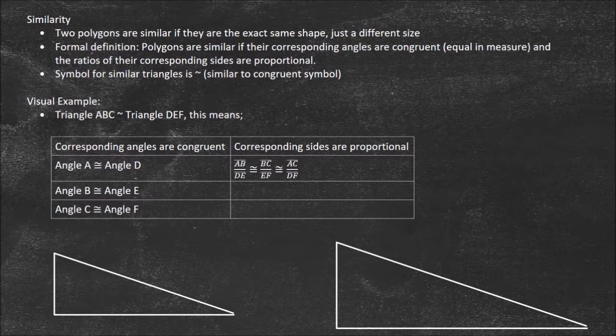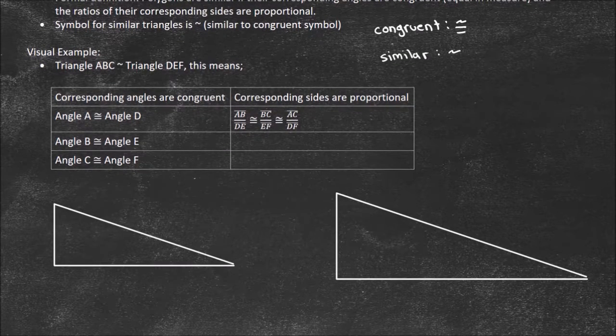The symbol for similar triangles is just the tilde, so similar to the congruent symbol. If you remember the congruent symbol, that is this, and similar is just the top of that. So congruent is kind of the similar symbol plus an equal sign right underneath it, where similar is just the tilde. So a visual example that I'm going to have here, and kind of go through what all these symbols that I drew in here mean.